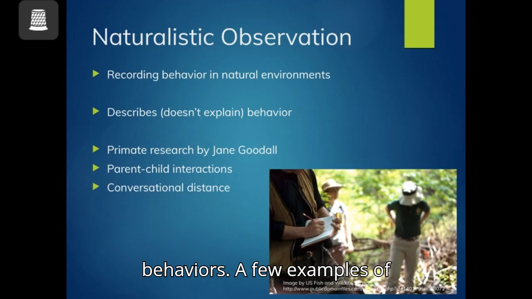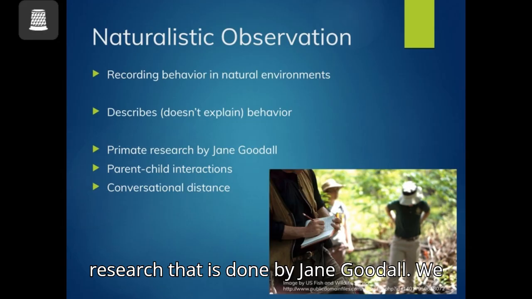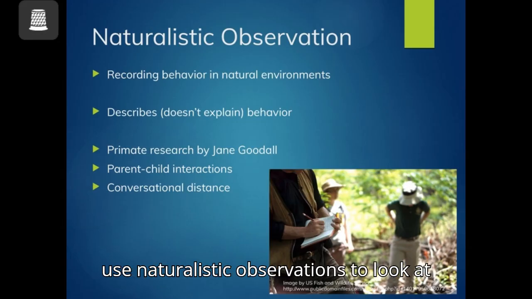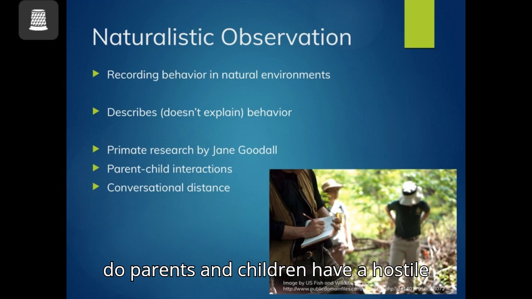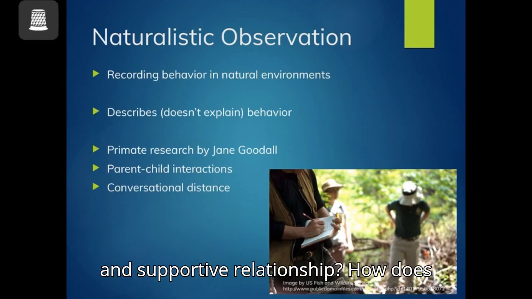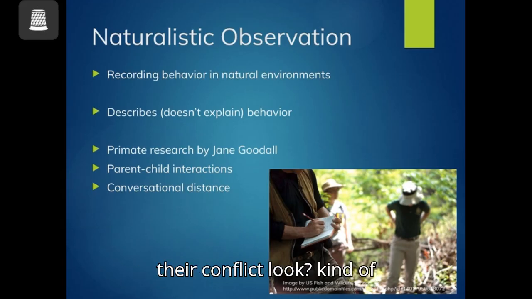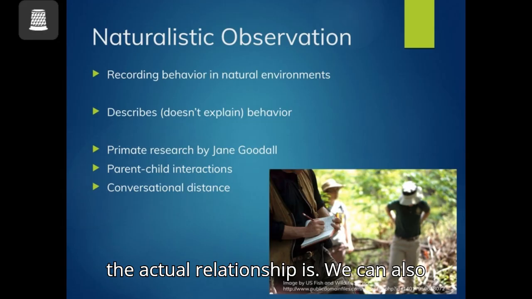A few examples of naturalistic observations are the primate research that is done by Jane Goodall. We use naturalistic observations to look at parent-child interactions to see, do parents and children have a hostile relationship? Do they have a really warm and supportive relationship? How does their conflict look? Kind of observing those behaviors to see how the actual relationship is.